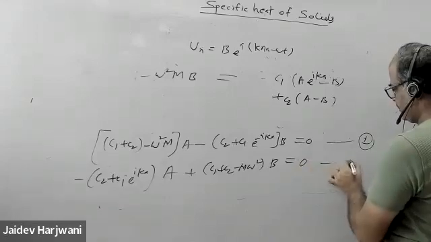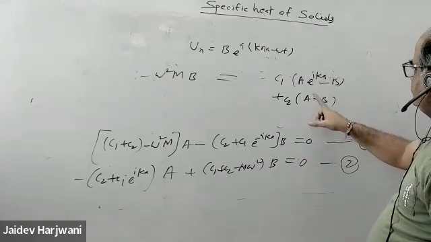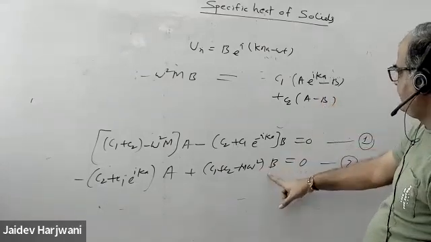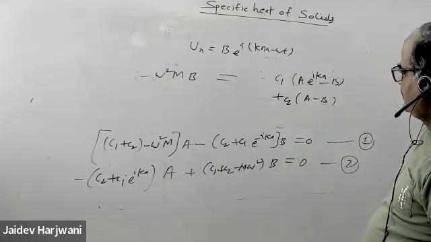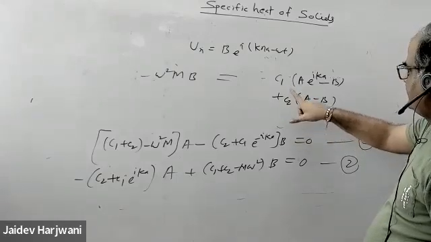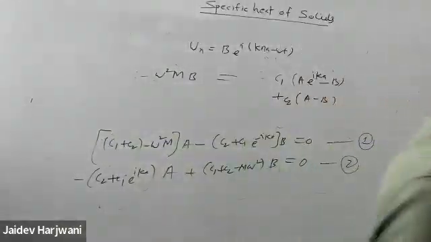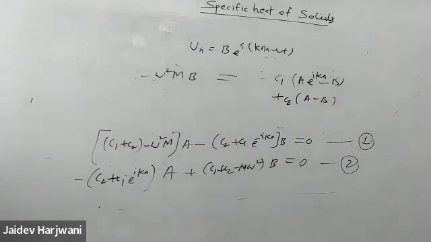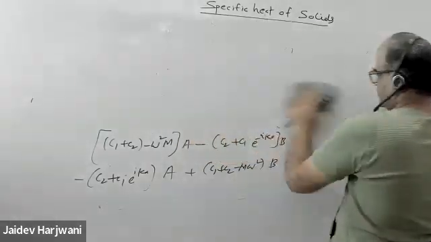Please check whether you're getting this equation or not. So this will become c2 minus b, c2 becomes positive, b constant, and this becomes minus, so minus a common (c2 + c1 e^(iκa)). Correct. Check whether you're getting this equation or not, for the second, fourth equation. You should get this equation.